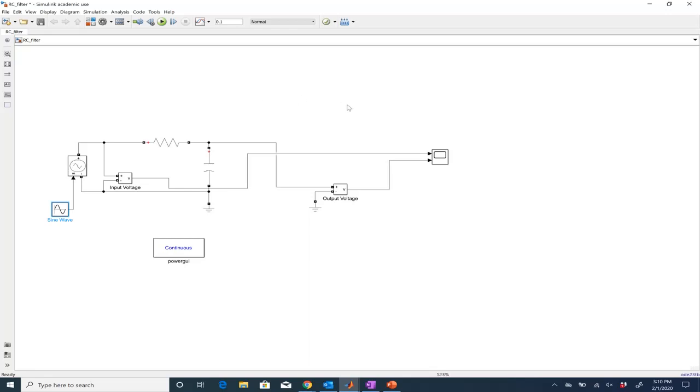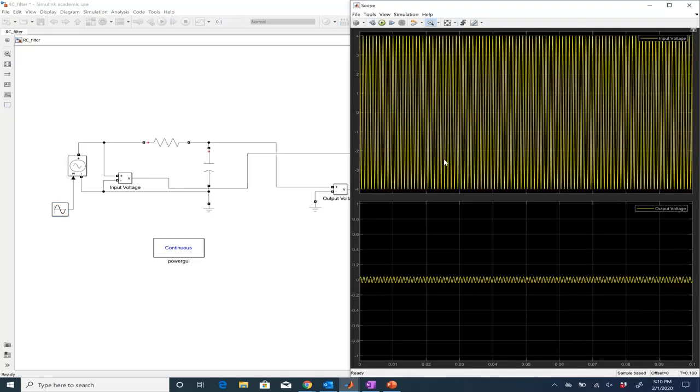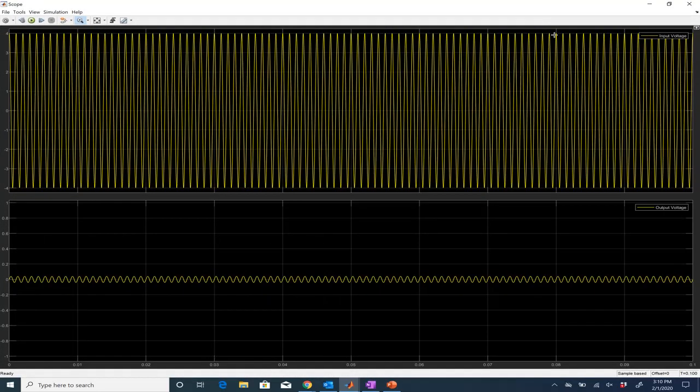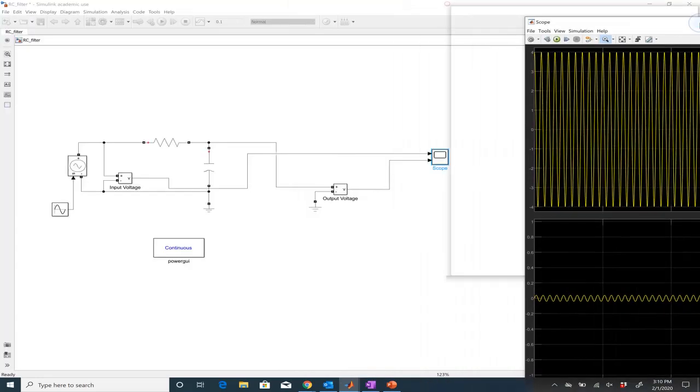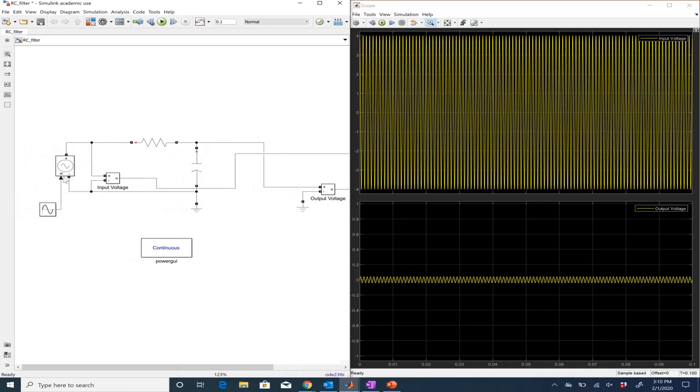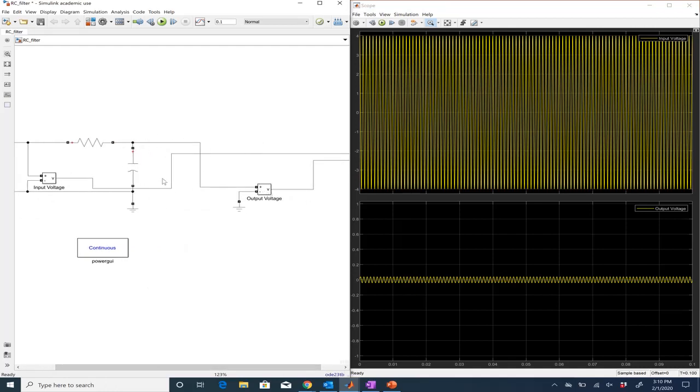If I want to see the results of that simulation, I go over to this oscilloscope here, and I double click on that, and it should open. Okay, and I'm going to move that and full screen it. Now what I've got is both the waveforms. The top is the input voltage. Just to be clear, the input voltage is the voltage source here. The output voltage is the voltage across the capacitor. So the output voltage is the bottom wave here, and the input voltage is the top wave.